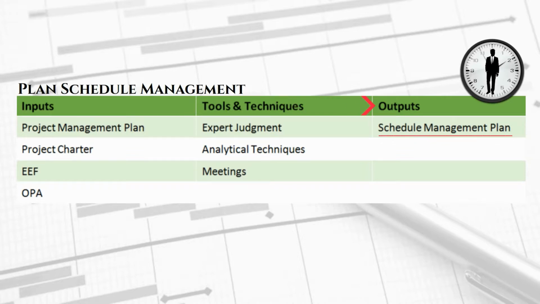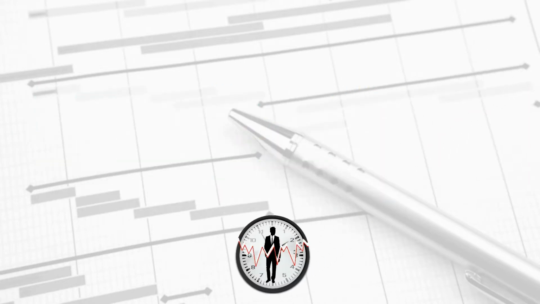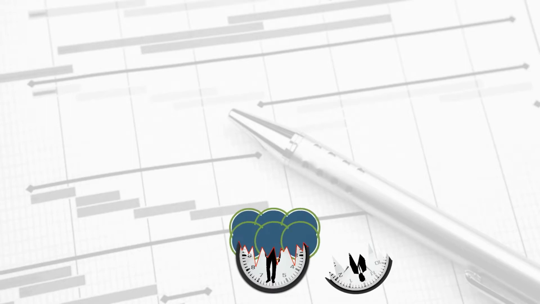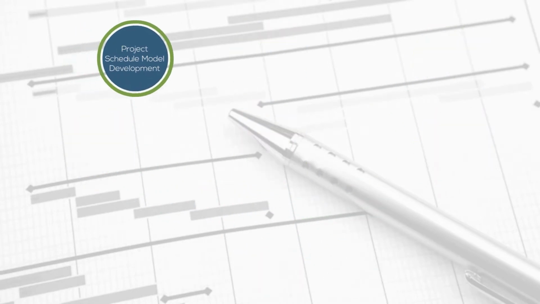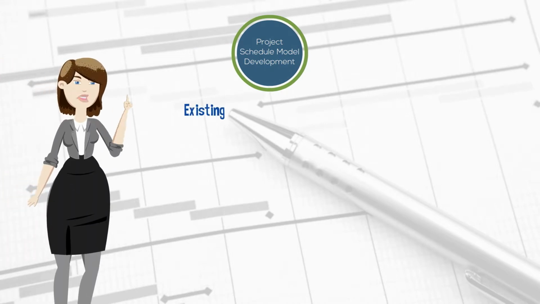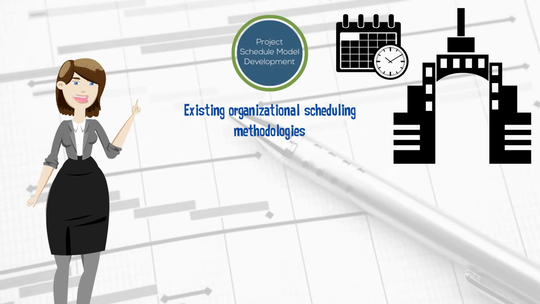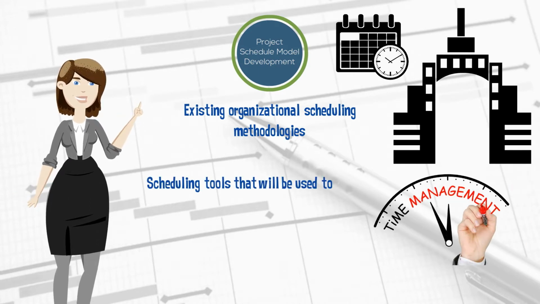Outputs. As a general rule, we break down the Schedule Management Plan into the following components. Project Schedule Model Development. This identifies any existing organizational scheduling methodologies, as well as scheduling tools that will be used to develop the project schedule.